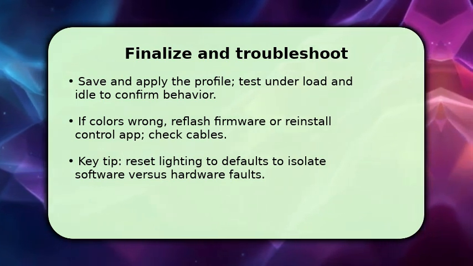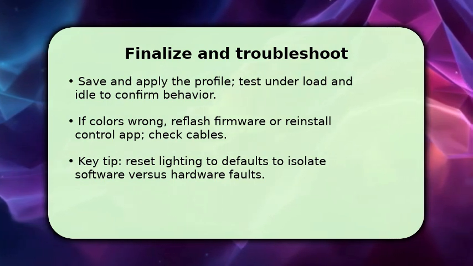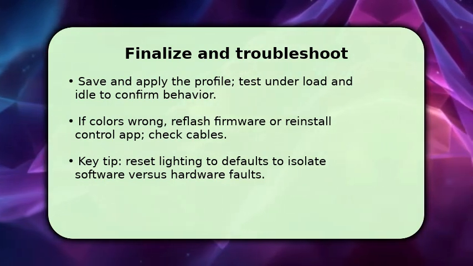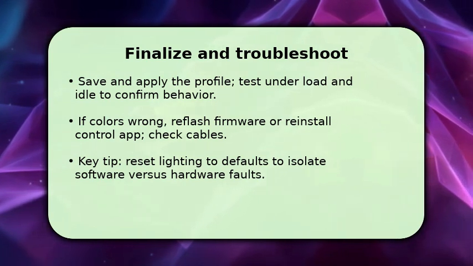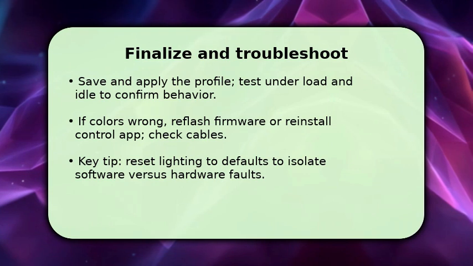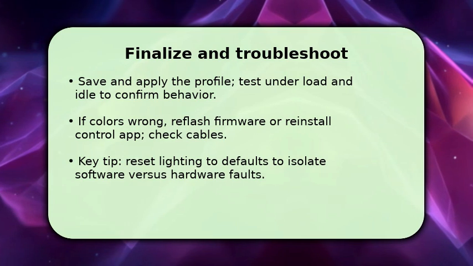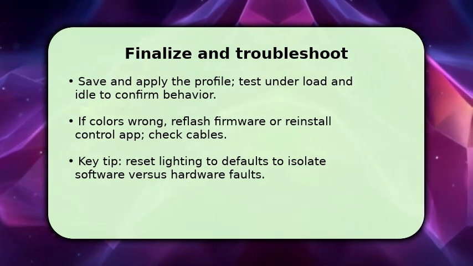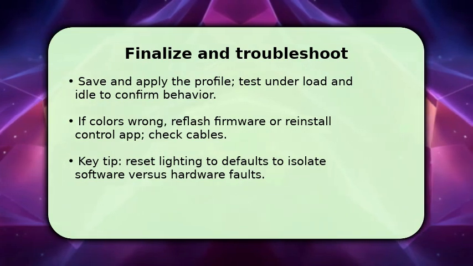If colors are incorrect or controls are unresponsive, first recheck internal RGB cable seating and USB headers, then reinstall or update the control app. If problems persist, reflash the GPU lighting firmware. Most importantly, reset the lighting to defaults to determine whether the issue is software configuration or a hardware fault before pursuing repairs.